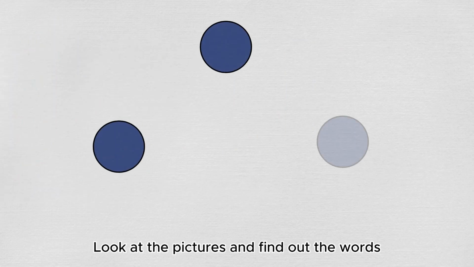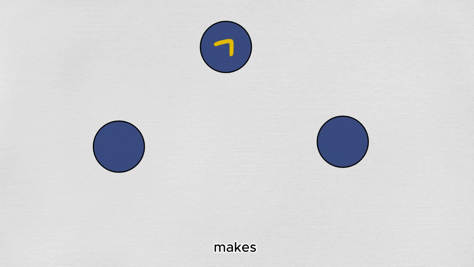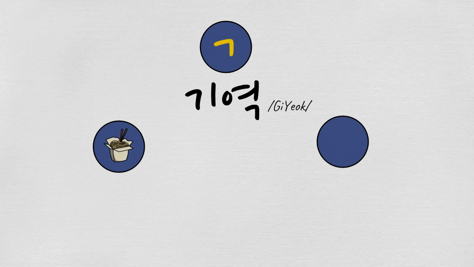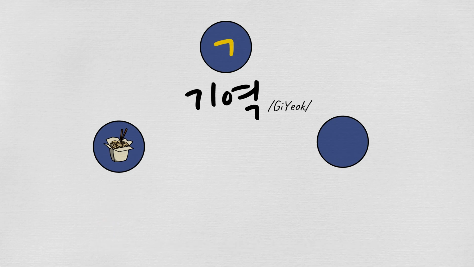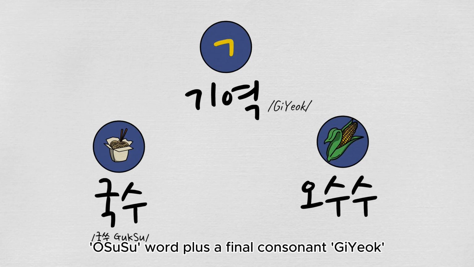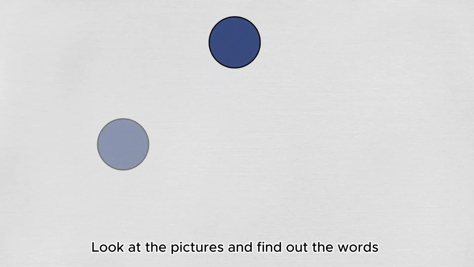Look at the pictures and find out the words. 기역, a word plus a final consonant 기역, makes 기역. 구수 plus a final consonant 기역 makes 국수, noodles. 국수. 오수수 plus a final consonant 기역 makes 옥수수, corn. 옥수수.